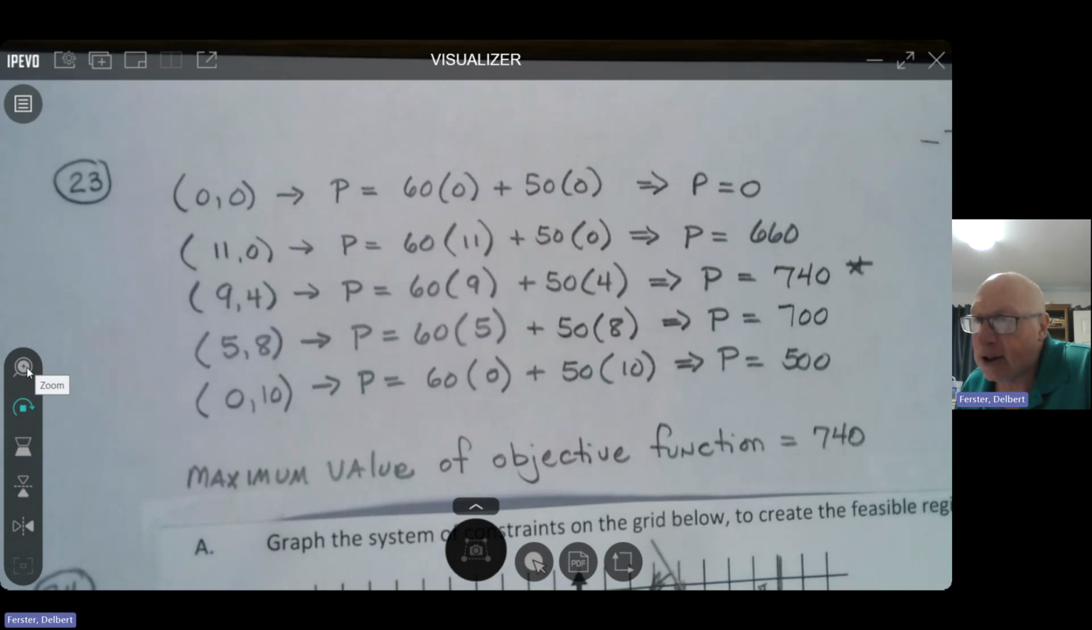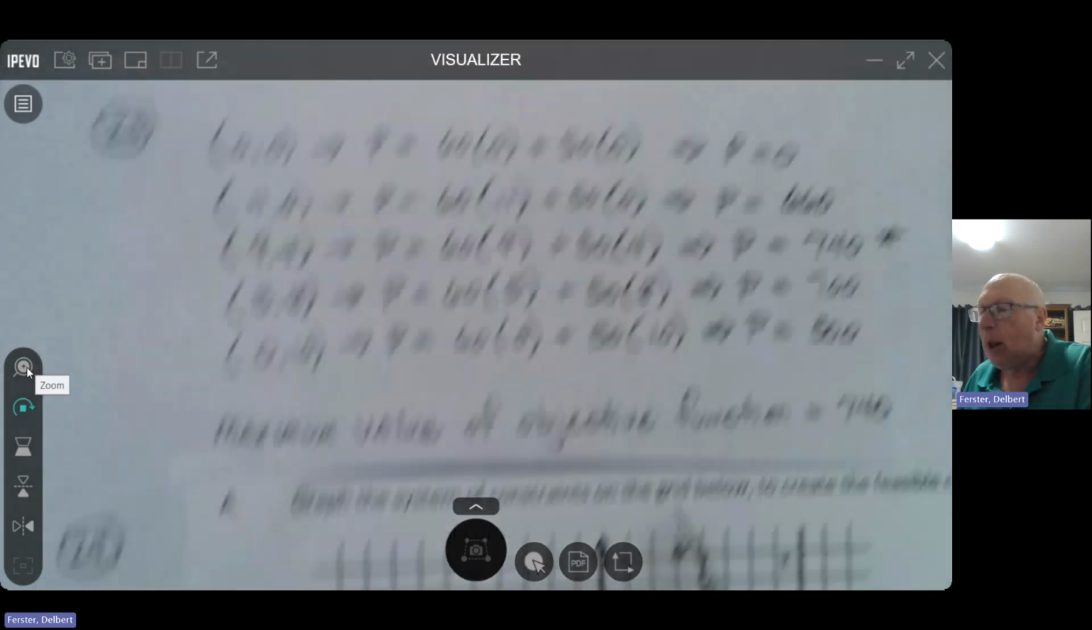And again, visually, the biggest of those is 740, and the objective value then is maximized at 740, and it's maximized if we sell 9 of the x's and 4 of the y's, whatever it is they were referencing on problem 23. We don't really have that knowledge in the verbiage of the problem. Problem 23 done, maximum value at 740.